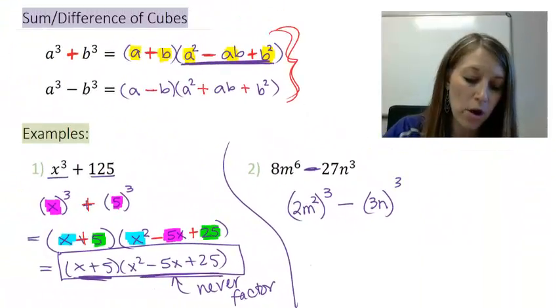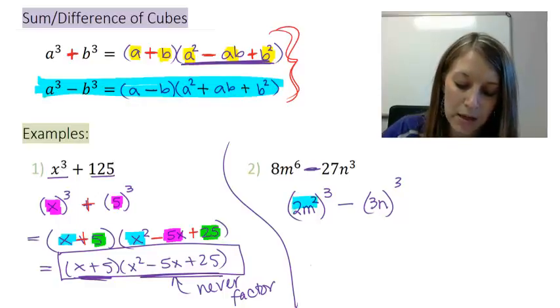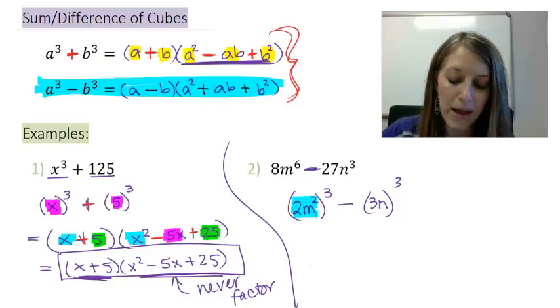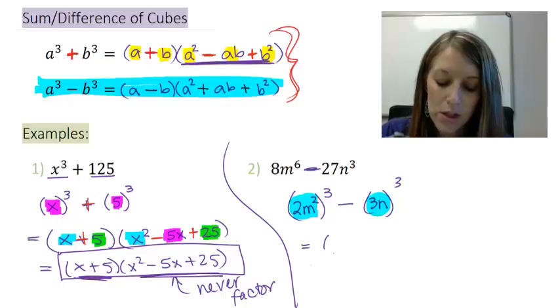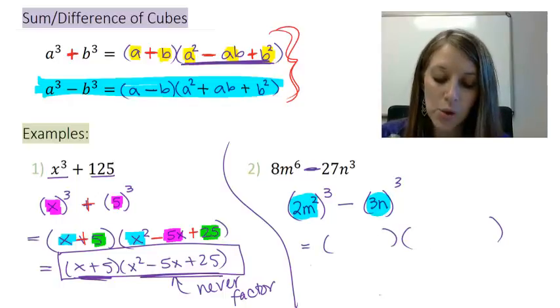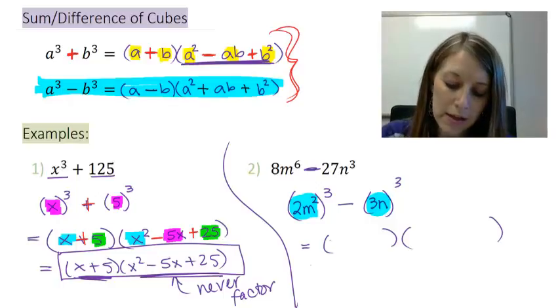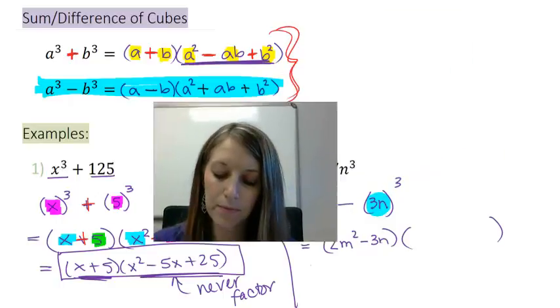Now up to my formula up here, any place that I see an A, I'm going to plug in 2m squared. And any place that I see a B, I'm going to plug in 3n. And I have to plug in these whole guys for all of A and B. So set up my short set of parentheses and my long set of parentheses. In my short set of parentheses, I use exactly what I see without the cubes. So that is 2m squared minus 3n.